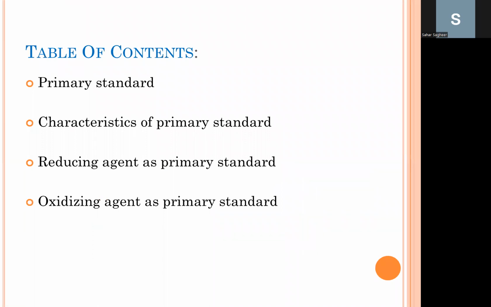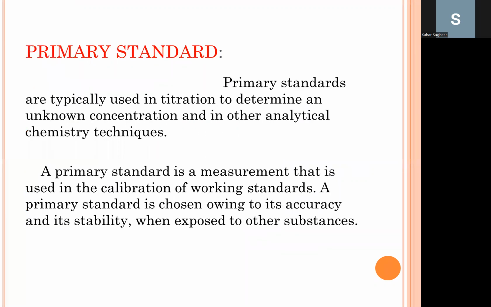This is the table of contents, the contents which we are going to cover in this presentation. So here they are: primary standards, characteristics of primary standard, reducing agent, and oxidizing agent as primary standard. So first of all, we should know what a primary standard is. Primary standards are typically used in titration to determine an unknown concentration and in other analytical chemistry techniques.